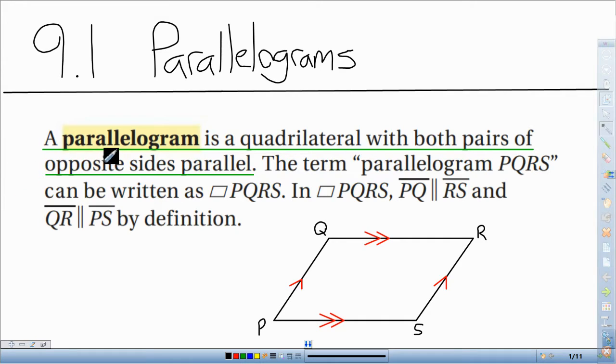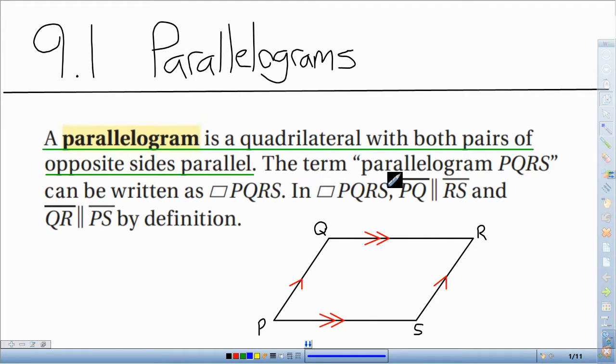Well, here's what it says. A parallelogram is a quadrilateral. First things first, a quadrilateral is a polygon with four sides, with both pairs of opposite sides parallel. When we're talking about opposite sides, those are sides that are across from one another. So this side PQ and this side SR would be considered parallel to one another. We can see that on this picture because it has those arrows, which mean they're parallel. And then also these opposite sides would be parallel. So if both pairs of opposite sides are parallel, we have a parallelogram.